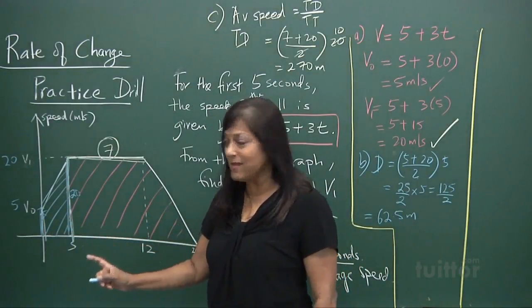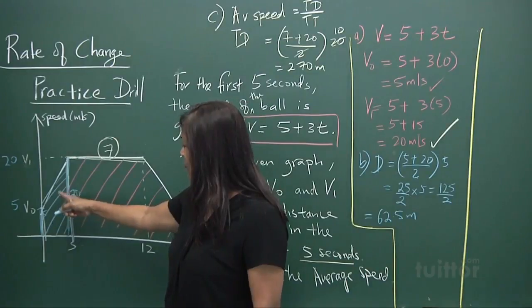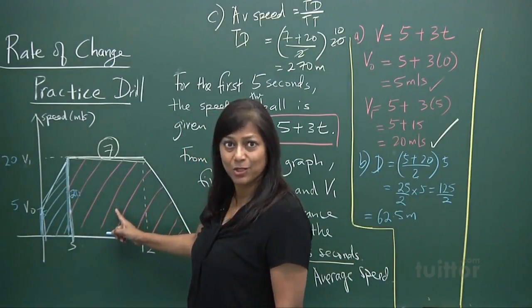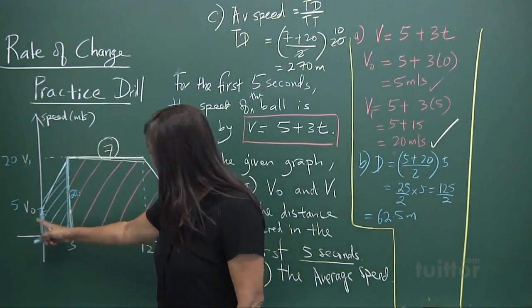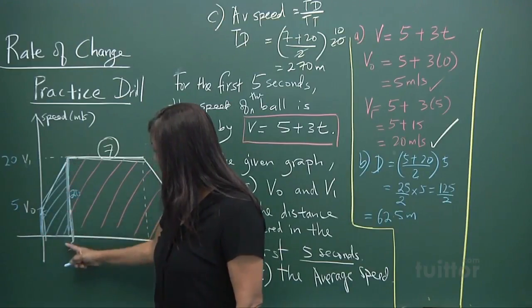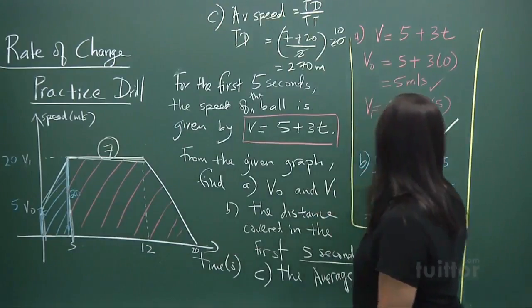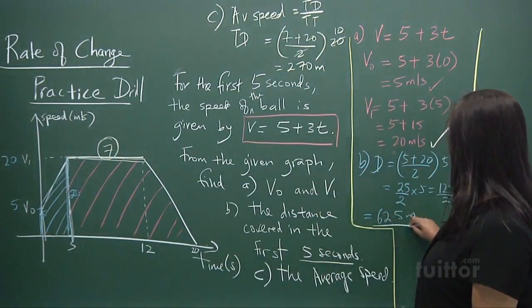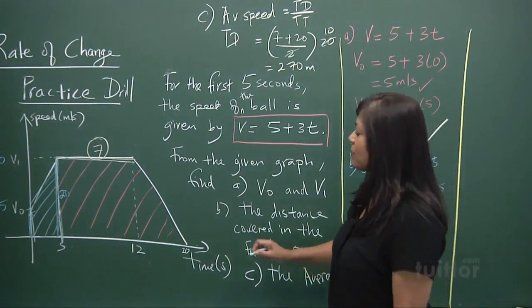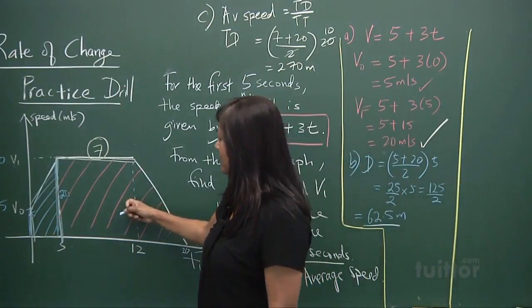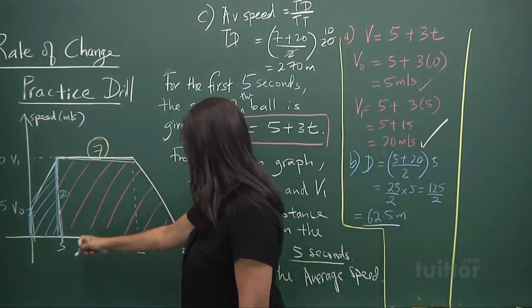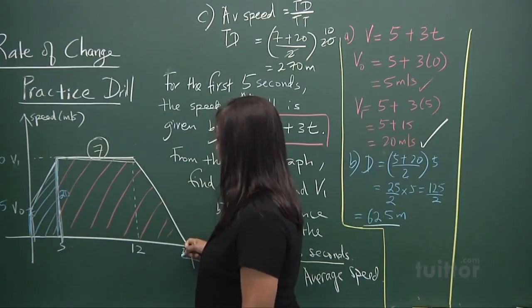The total distance covered will be trapezium 1 plus trapezium 2. So you've got this distance here, 5 plus 20 divided by 2 times 5. That's the first 5 seconds that we've got. The distance is here. And then now we've got to find this distance here. This is 7. From here to here is 15.